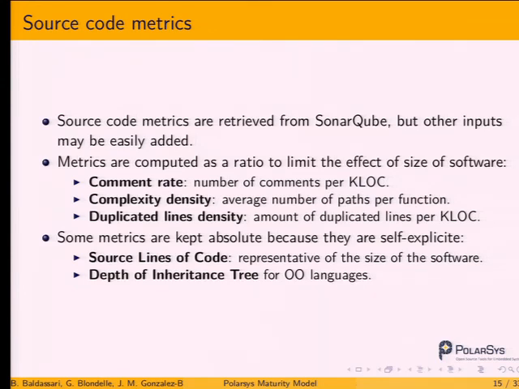But of course, some metrics are kept absolute because they have a meaning when they are absolute. Examples are the source lines of code, which is the size of the product, and also the depth of inheritance tree, which would be pointless if we divide it by a number of lines of code.